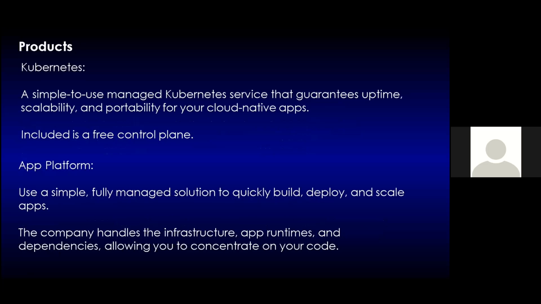Next is Kubernetes, a simple-to-use managed Kubernetes service that guarantees uptime, scalability, and portability for your cloud-native apps. It is included free in the control plane. App Platform. Use a simple, fully managed solution to quickly build, deploy, and scale apps. The company handles the infrastructure, uptime, and dependencies, allowing you to concentrate on your code.